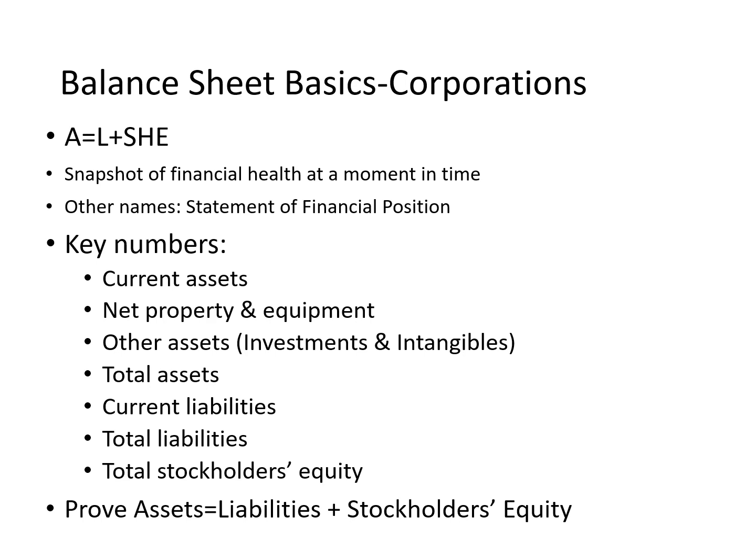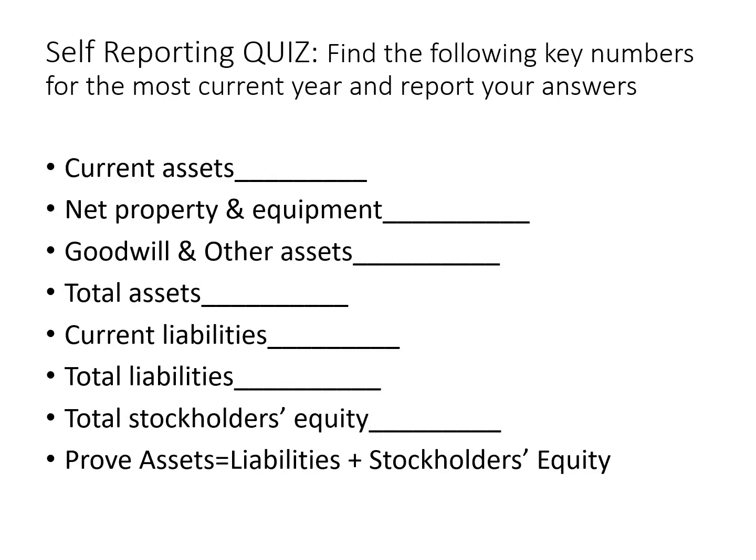Notice for the corporation, the asset categories and the liability categories are the same, but now we're going to have shareholders' equity, and we're going to have both internal and external ownership in that stockholders' or shareholders' equity. And again, we can prove that assets equal liabilities plus stockholders' equity or shareholders' equity.